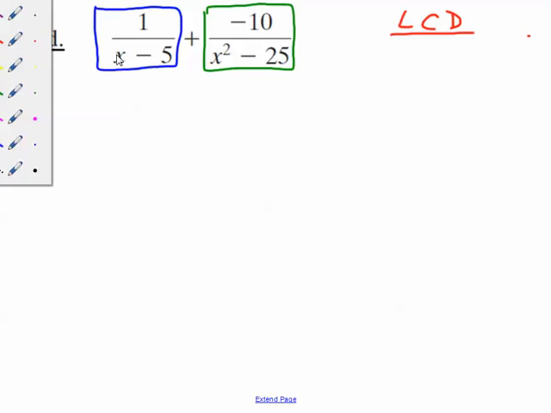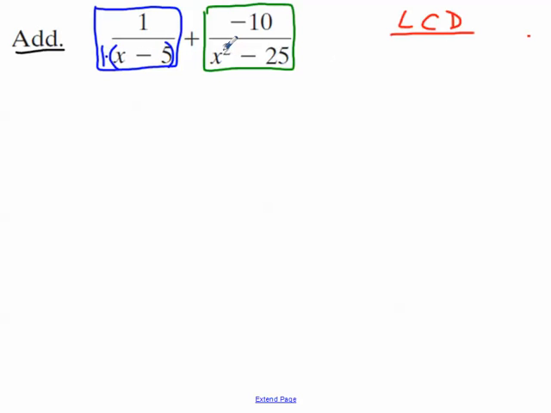So over here in the blue fraction, the denominator is x minus 5, and we've got to say that x minus 5 is a factor because we can say that it's 1 times x minus 5. And remember, factors multiply together. x is not a factor, 5 is not a factor, but x minus 5 is a factor.